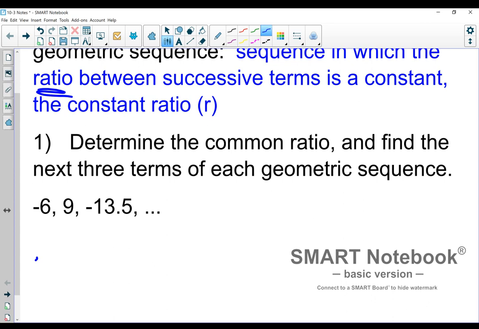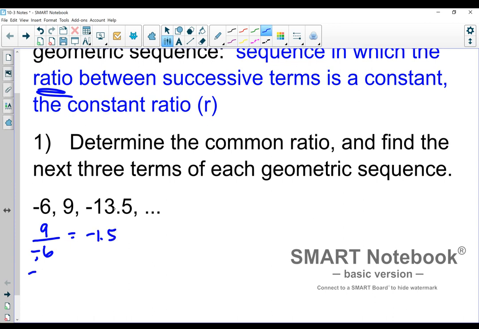Multiplying or dividing, really. If we multiply by 1/2, it's the same thing as dividing by 2. So you could think of it as both. So for our first one, we're just looking at determining our common ratio and then finding the next 3 terms. When we were looking at arithmetic, we took our second term and subtracted our first one. Now when we're looking at geometric, we're looking at dividing. So I'm going to take 9, my second term, and divide by my first term, -6, and I get -1.5.